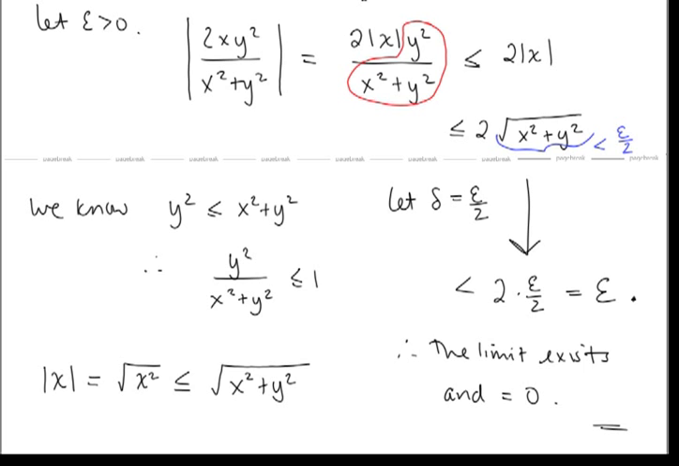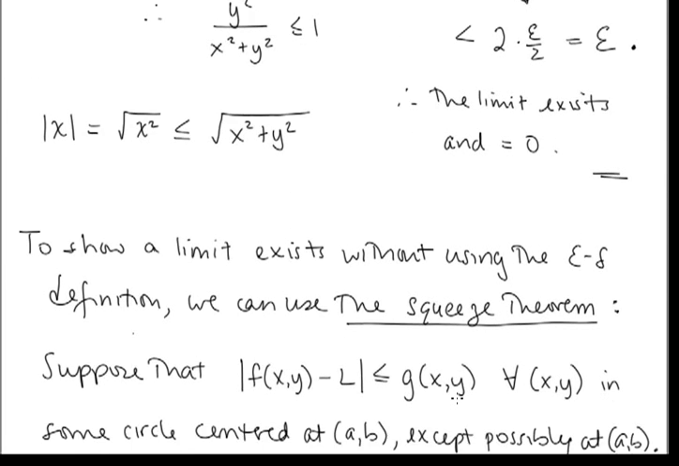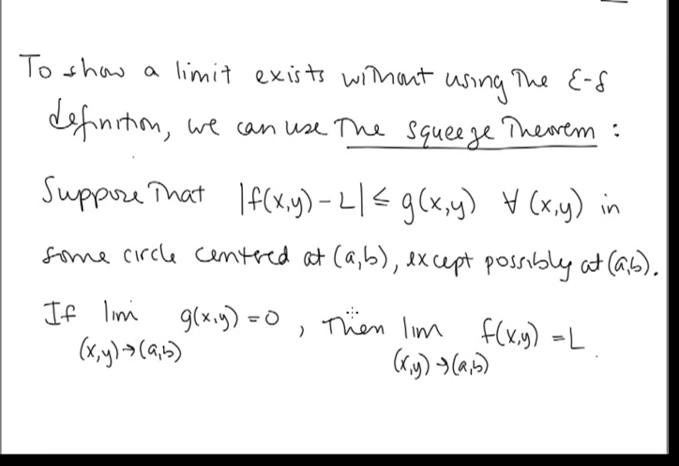Now, fortunately, this isn't the only way we can show that a limit exists. We can also use the Squeeze Theorem. Suppose that the absolute value of f(x,y) minus L is less than or equal to g(x,y) for all (x,y) in some circle centered at (a,b) except possibly at (a,b). If the limit as (x,y) goes to (a,b) of g is equal to 0, then the limit as (x,y) goes to (a,b) of f is equal to L.